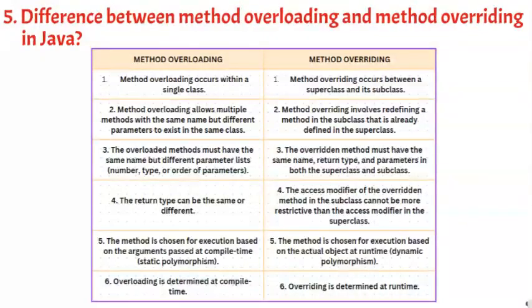The method is chosen for execution based on the actual object at runtime: dynamic polymorphism. Overloading is determined at compile time. Overriding is determined at runtime.